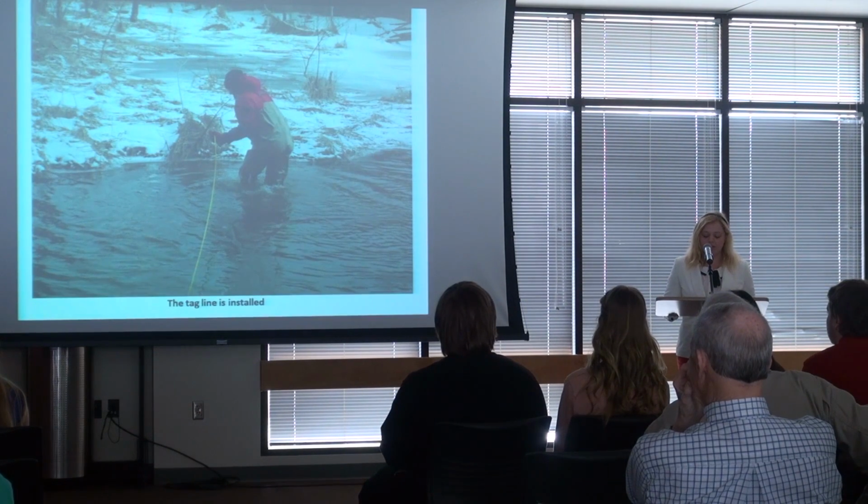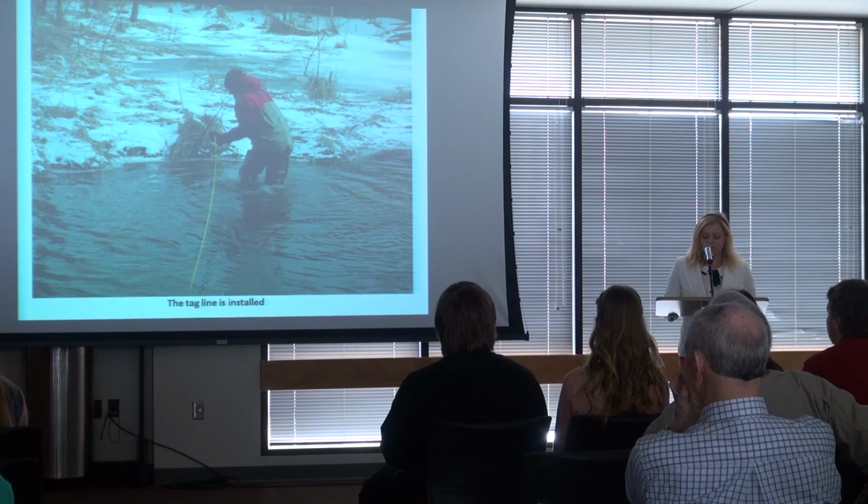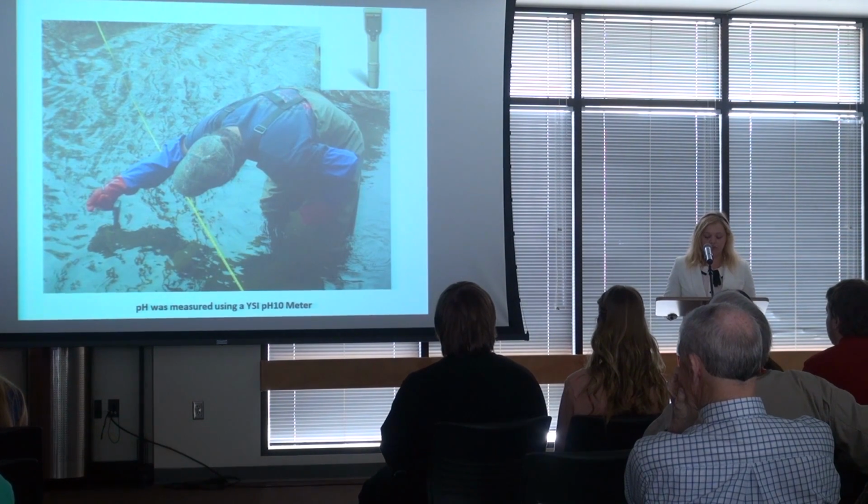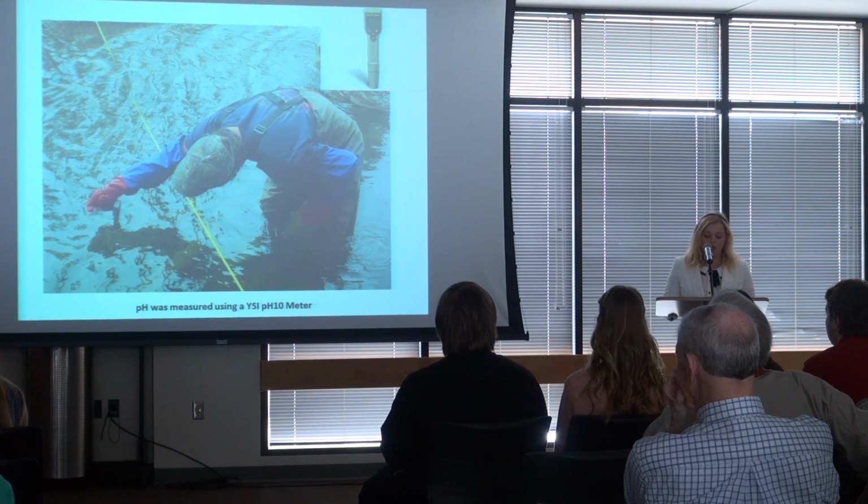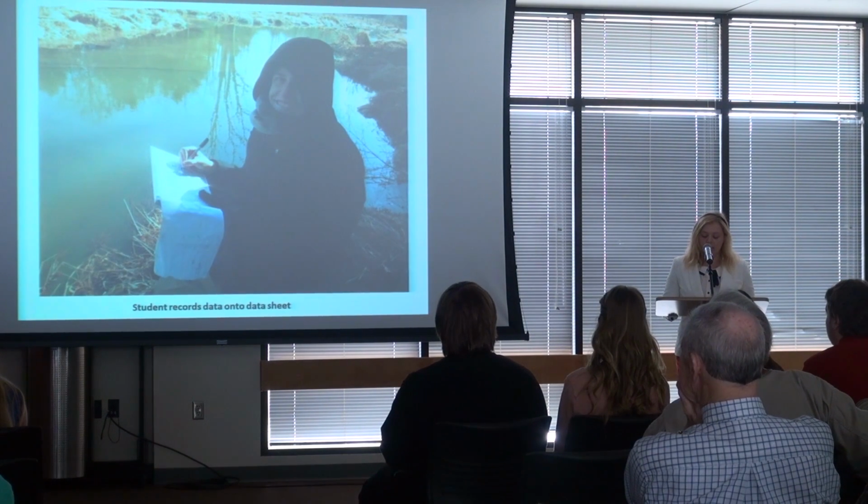A tag line is installed before any work is done. Any stream walking is done downstream from the tag line. Sampling is done upstream from the tag line. pH is measured using a YSI pH 10 meter. This is done by placing the meter into the tributary and gently swirling it in the water. Once the number stabilizes, it is recorded on a data sheet.